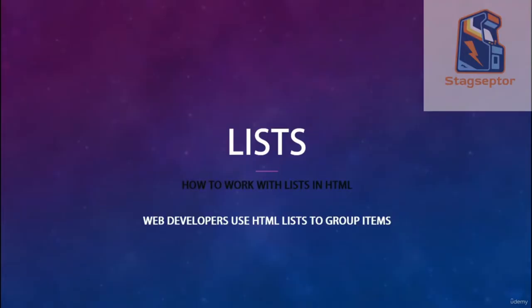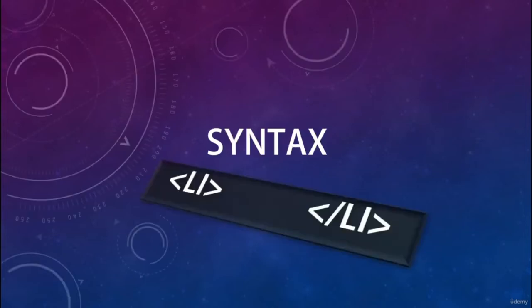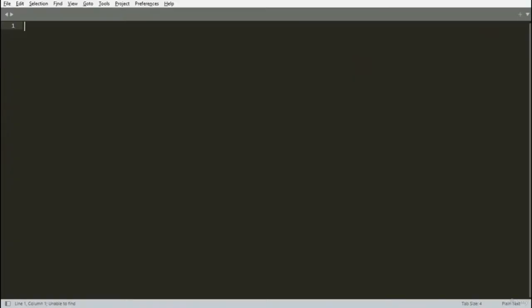Back to Stag Scepter. I'm back with another video, and this time we're going to continue the series with our next topic, which is lists. What are lists, and how do we work with them in HTML? Basically, web developers use HTML lists to group items. Now, what is the syntax? It's pretty simple. You start with li in angle brackets, and end with li and the forward slash. So first, let's create an HTML document.